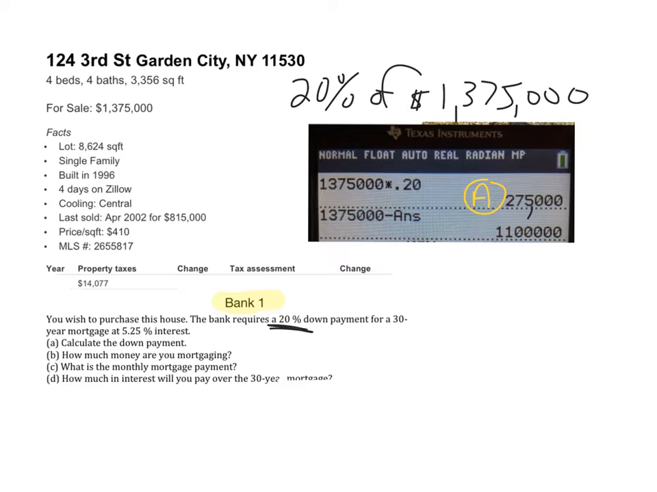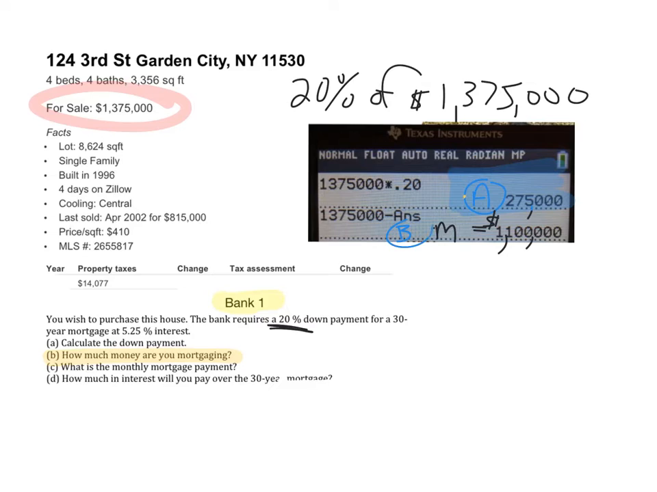And then part B is asking you for the mortgage amount. How much are you actually borrowing? Well, the price of the house is that $1.375 million. You're giving the bank your down payment of $275,000, which means how much money you're mortgaging. What is the M going to be in the mortgage formula? It's going to be $1,100,000.